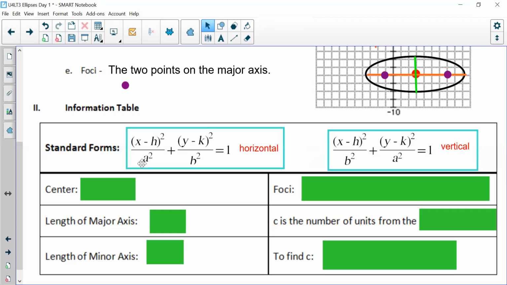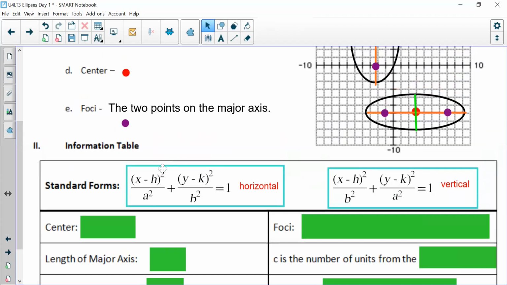The only difference is the A and the B. A is always bigger. Since A is underneath the X value, it's stretching left and right more because A is bigger. B is underneath the Y, so it's going to stretch up and down a B amount. A is underneath X, so it's going to stretch left and right an A amount. And since A is bigger, that would be a horizontal ellipse.